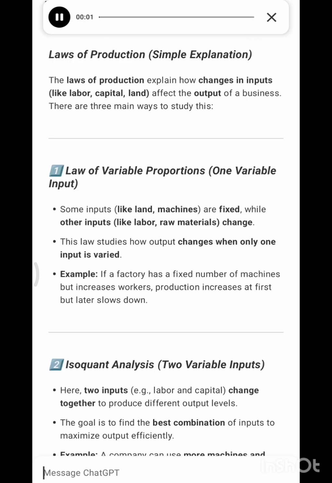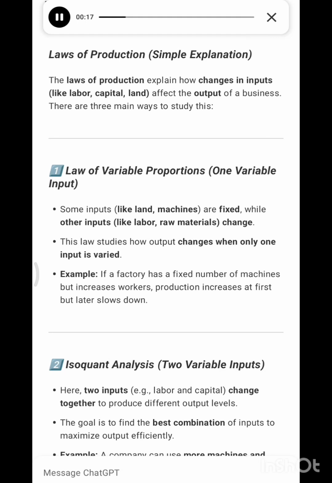Laws of production. Simple explanation. The laws of production explain how changes in inputs, like labor, capital, land, affect the output of a business. There are 3 main ways to study this. 1. Law of variable proportions, 1 variable input.